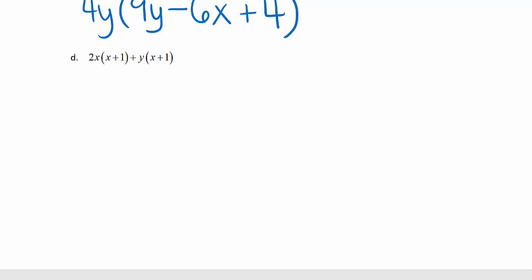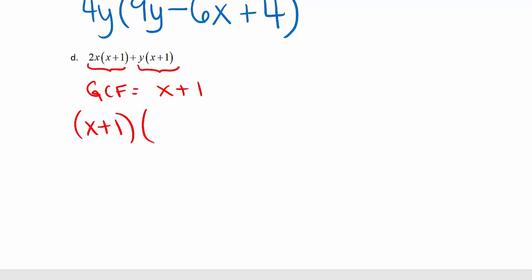Now, you can also pull out GCFs that have multiple terms. For example, in part D, if I take a look at this problem, I see addition of two pieces. And what do those pieces have in common? Well, they both have an x plus 1 in them. And so you can actually treat the x plus 1 like your GCF and pull that out front. And if I take the x plus 1 out of the first term, I'm left with a 2x. If I take the x plus 1 out of the second term, I'm just left with the plus y. And there's my final answer.